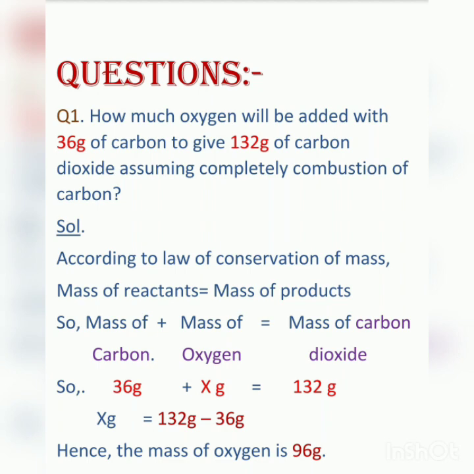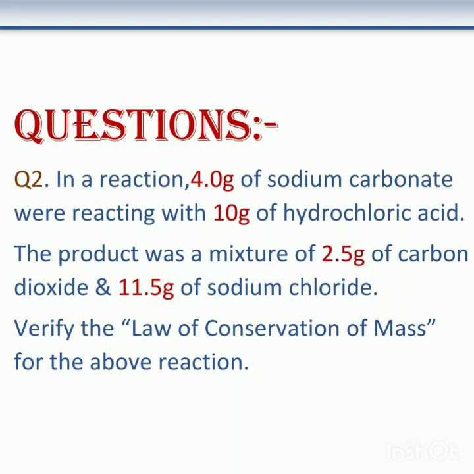So here we have to find out the value of x. And how can we find out? By subtracting 36 grams from 132 grams. And the answer is 96 grams. So we can say that the mass of oxygen is 96 grams. Now, if 36 grams of carbon is reacting with 96 grams of oxygen, we'll be getting 132 grams of carbon dioxide.